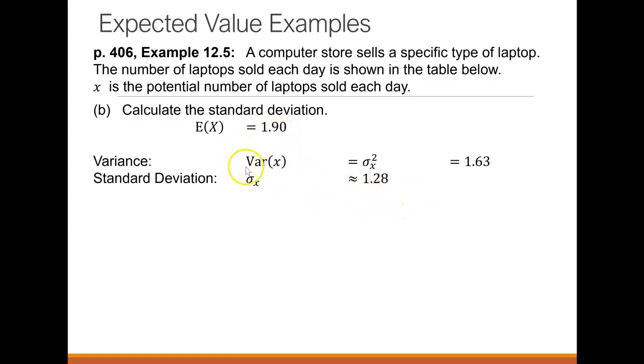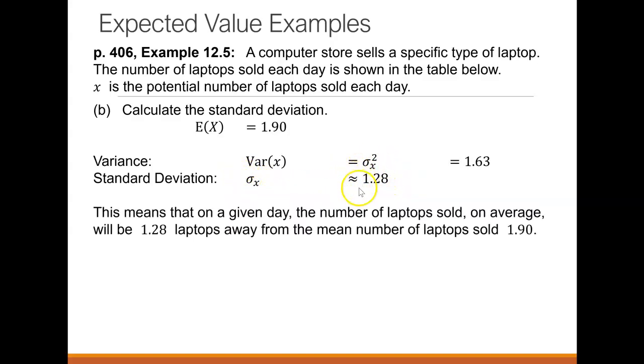So again, variance was the same as standard deviation squared, 1.63, or the standard deviation is 1.28. So this means that on a given day, the number of laptops sold on average will be 1.28 laptops away from the expected or mean number of laptops sold, which is 1.9, which is a pretty big variance, right? Because that's almost the size of the mean.